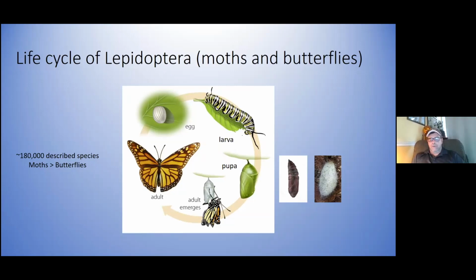Of course, all of today I'm going to be focusing on only one of those stages. We're just going to be talking about the caterpillar stage, the larval stage, which specifically for Lepidoptera we have a special name for, and we call them caterpillars. So that's how caterpillars relate to the rest of insects.